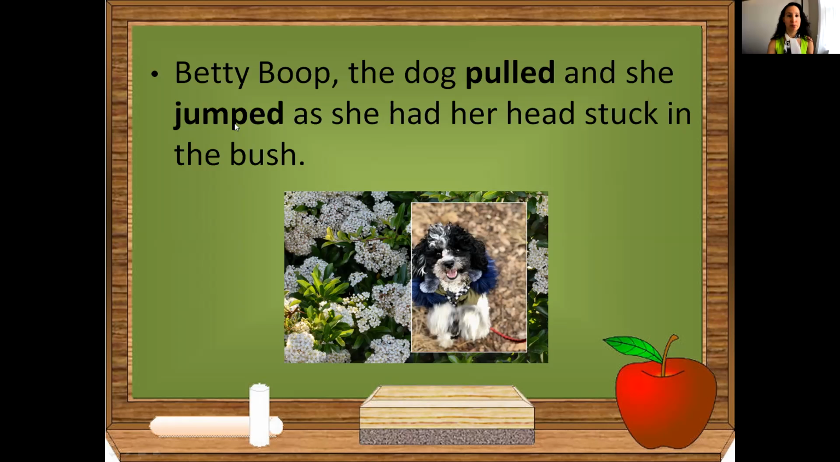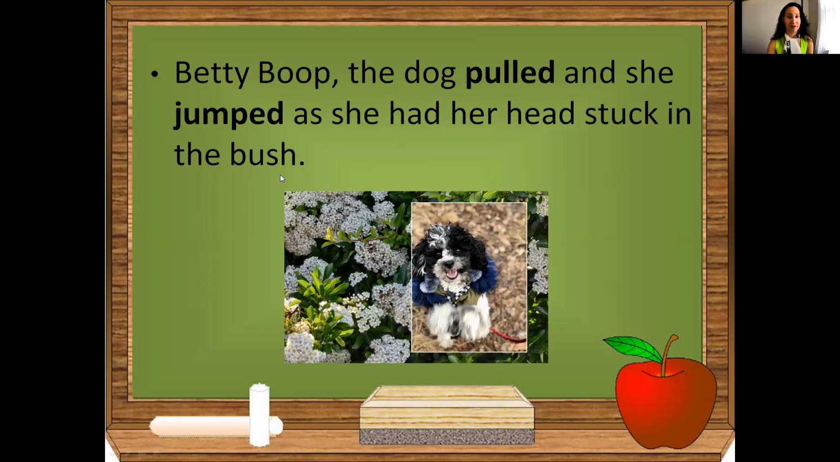And she jumped. So this is a T sound. Take out the ED and make it J-U-M-P-T. Okay? Now let's say this fast. Betty Boop, the dog, pulled and she jumped as she had her head stuck in the bush. Did you get it? All right, I'll say it slower. Betty Boop, the dog, pulled and she jumped as she had her head stuck in the bush.